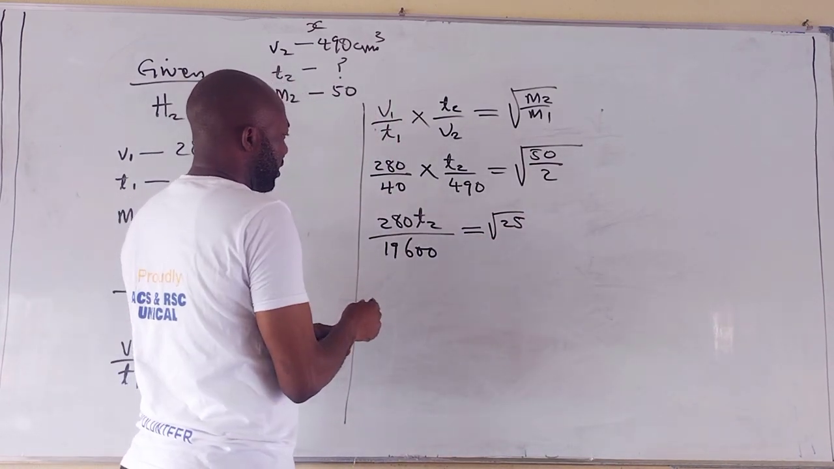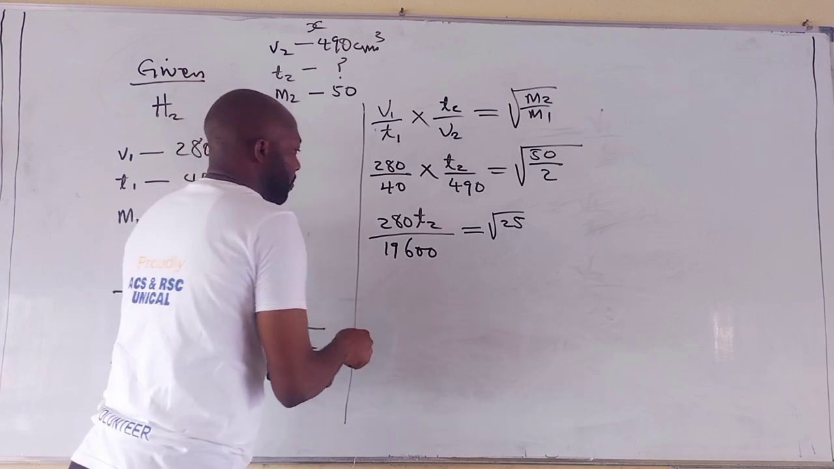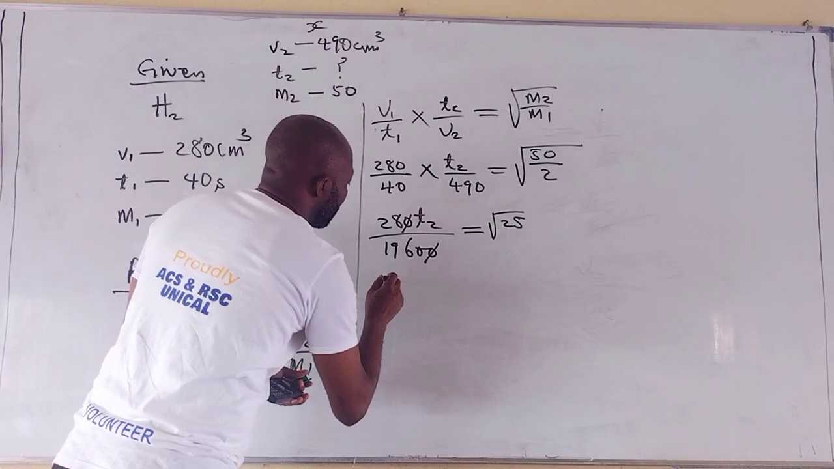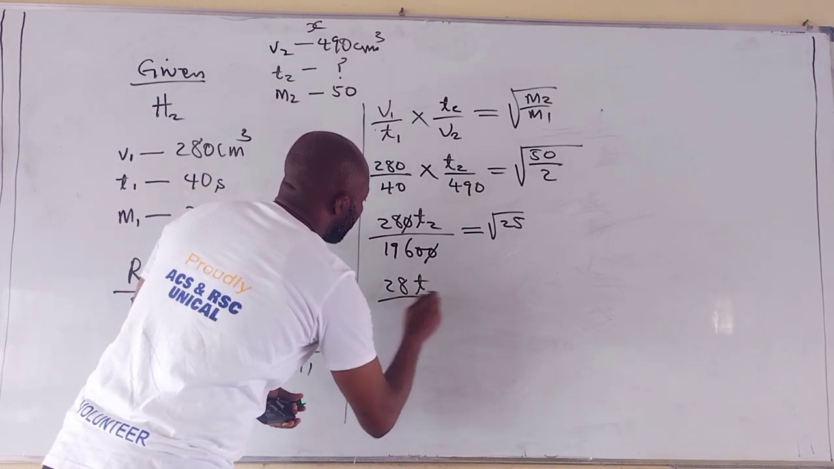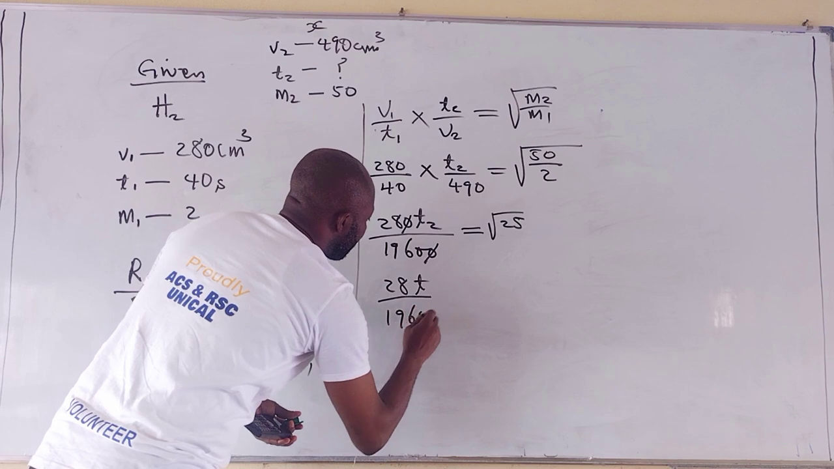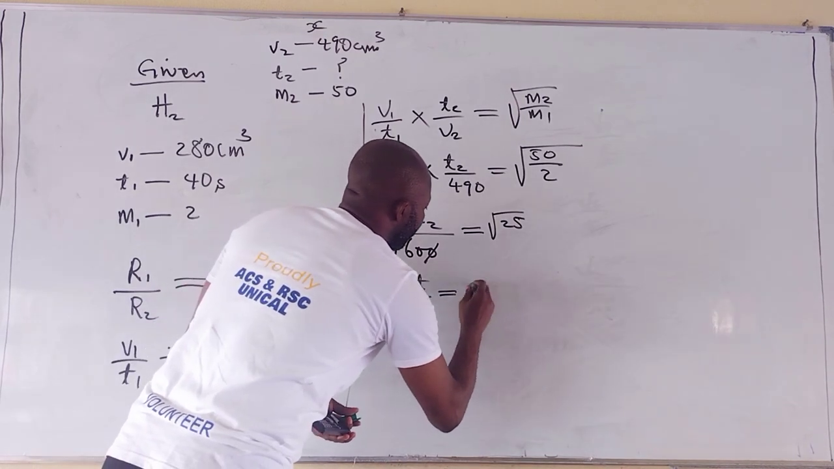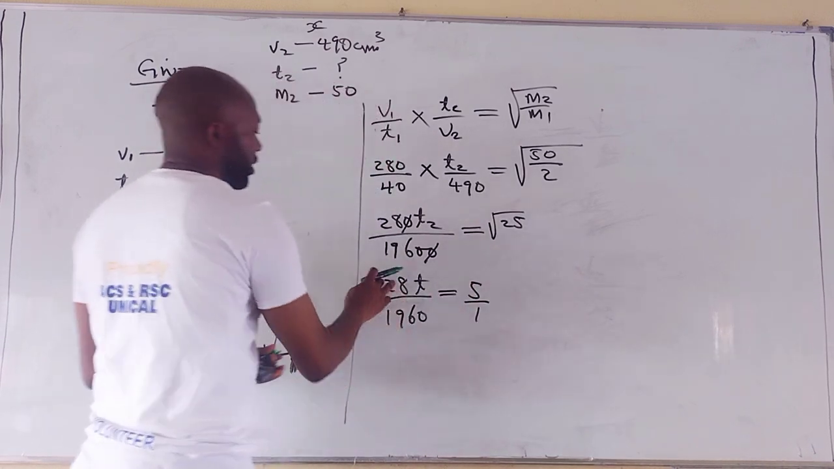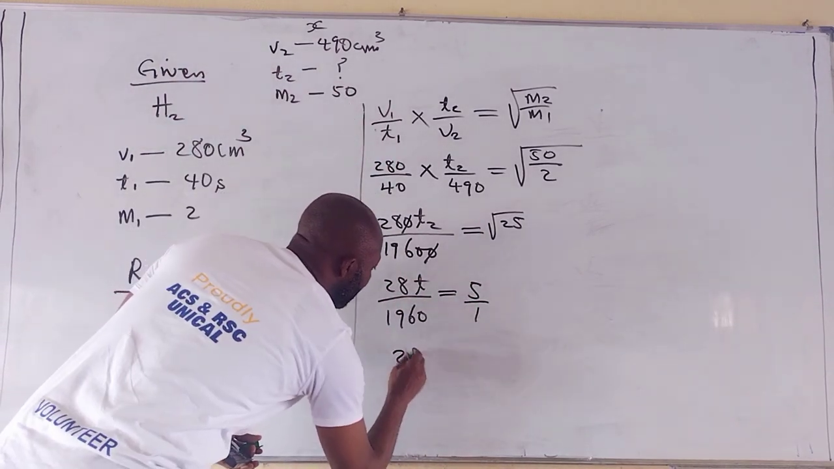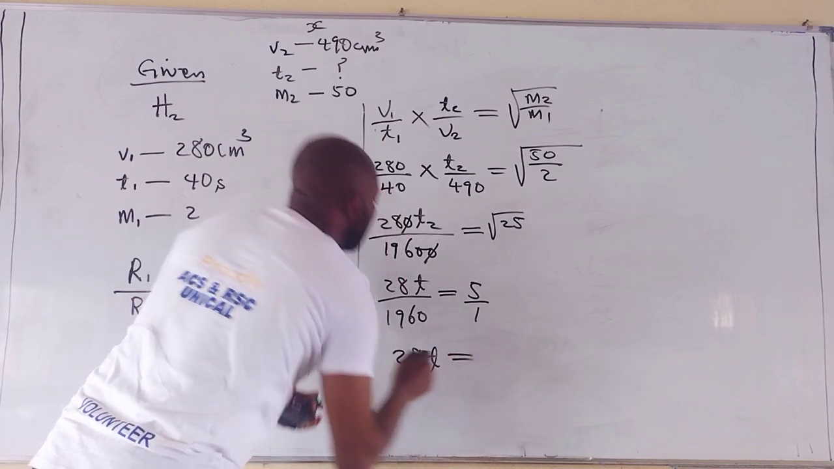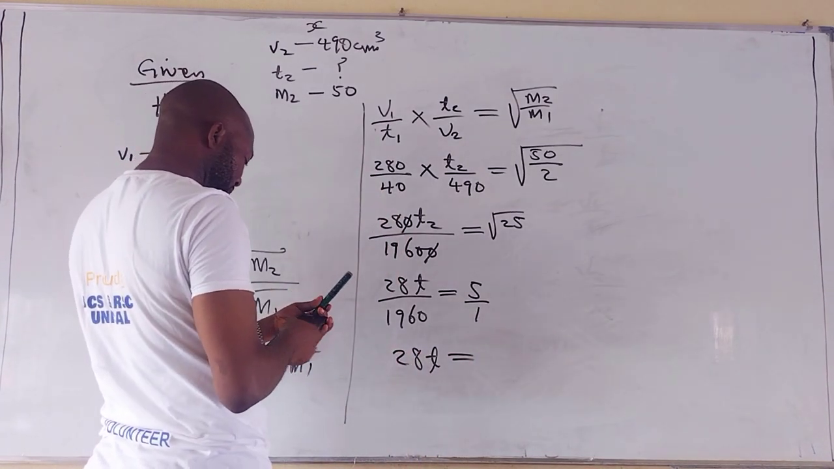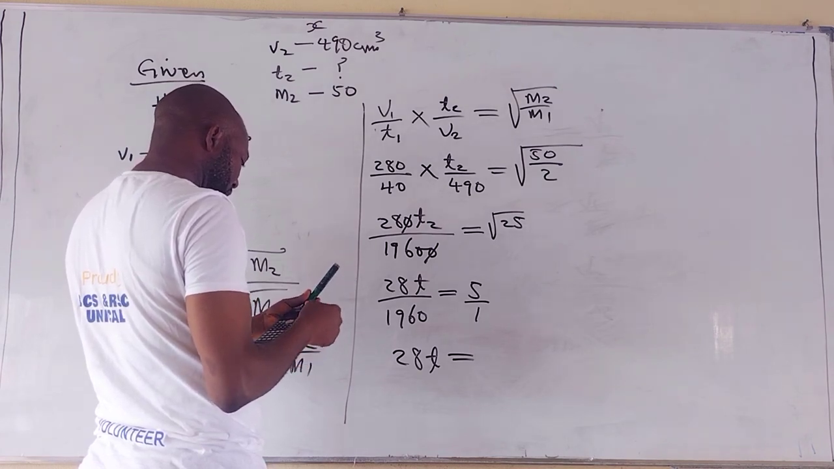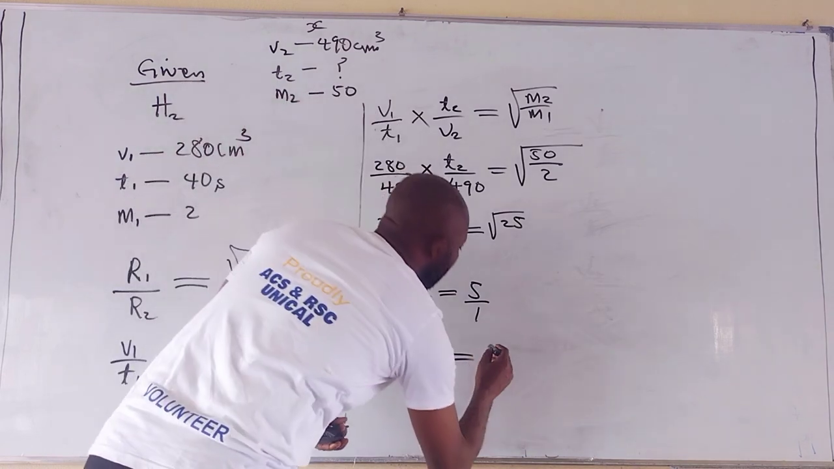So let's see. Okay, let me take out this 11. I have 280 over 1960 is equals to 5. The square root of 25 is 5. So I'm going to cross multiply. Alright, 280 times T2 is 280 T2. This is 1960 times 5. 1960 times 5 is 9800.